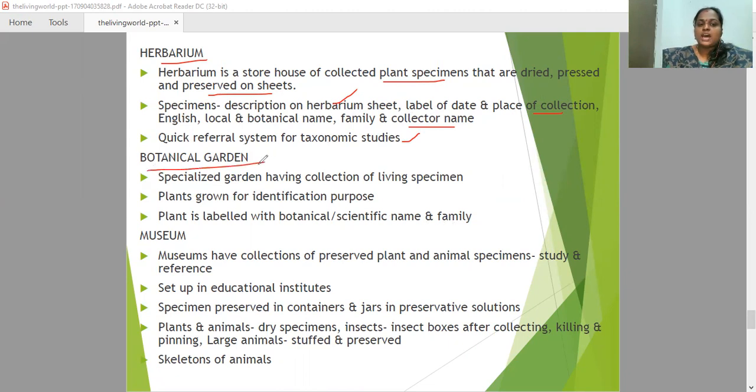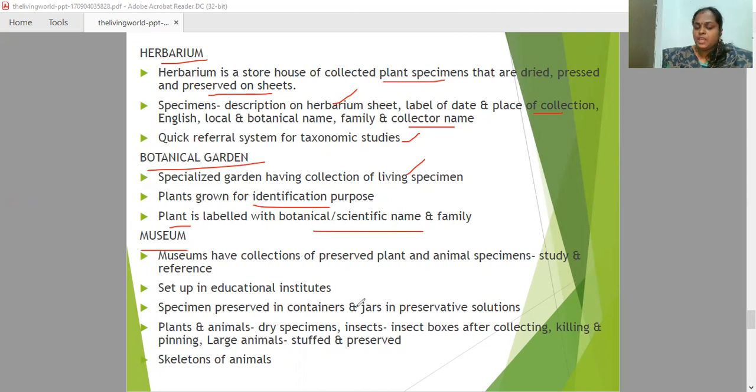Next is the botanical garden. Here, a specialized garden having a collection of living specimens. We are keeping living specimens in the botanical garden. Plants are grown for identification purposes. And each plant is labeled with the botanical and scientific name and family. You can see all this information in the botanical garden where you find the plant. The plant will be labeled with the botanical and scientific name, along with the family.